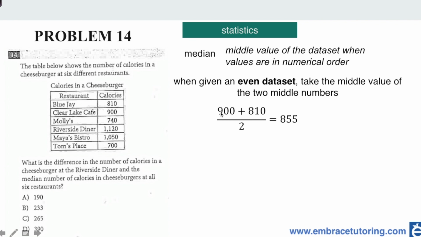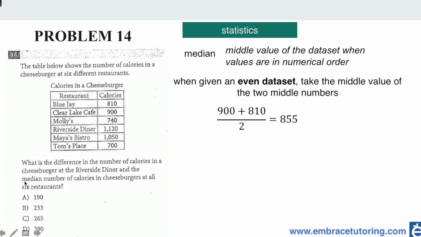Now the question is, where do we get 900 and 810 from? What you want to do, remember, is line these up in numerical order. So this should be between the third and the fourth value of the data set. It looks here that 700 is your lowest value, then 740, then 810, there's my third value, then 900, there's my fourth value. So here's my third and fourth values added together, divided is going to give me 855.